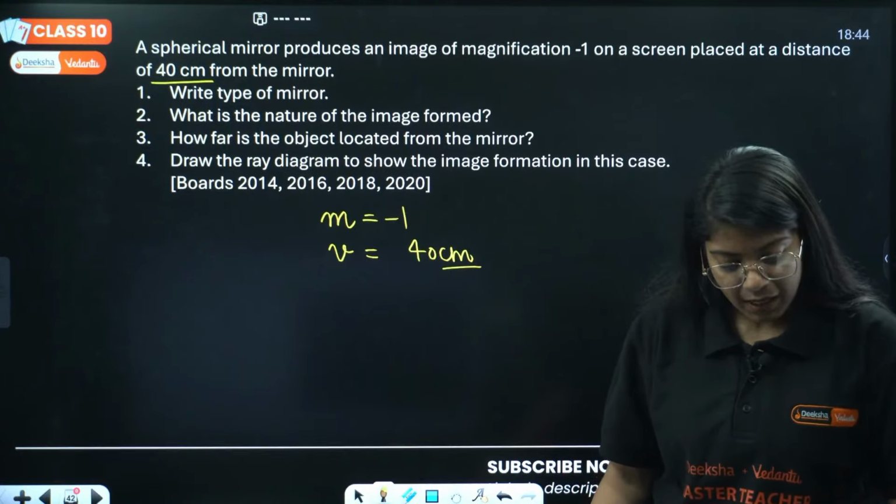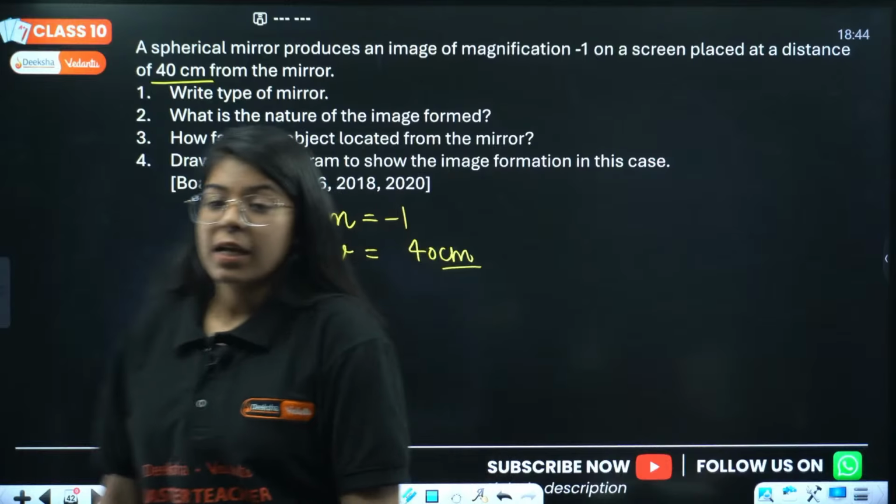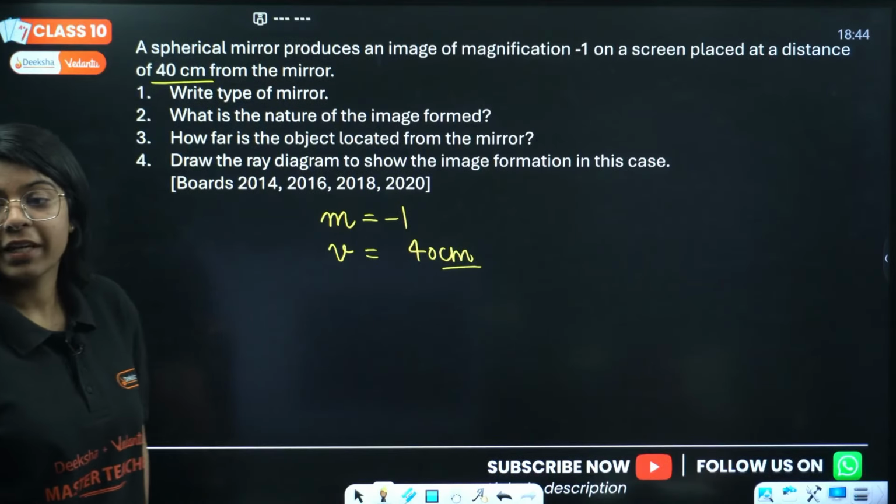Yes, A is the correct option for the last numerical. Now let me know. Okay, we have concave mirror.